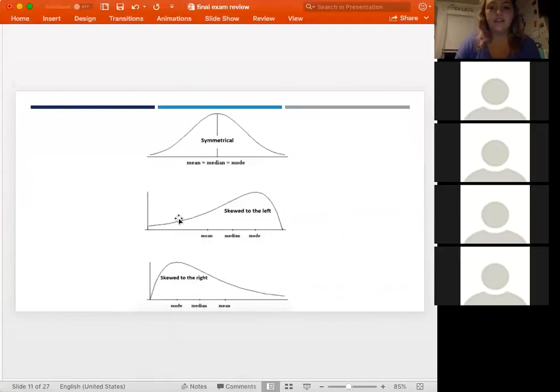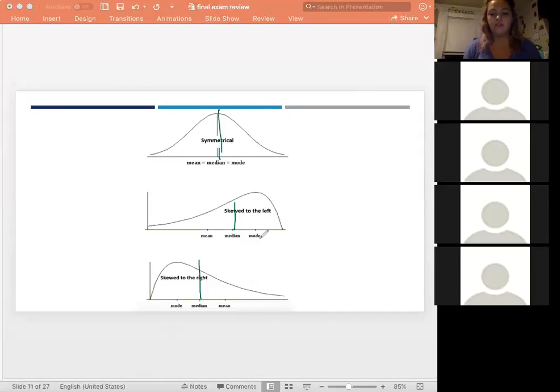So then, oh yeah, and this is just a reminder of the different shapes that we can have our data in: skewed to the left, skewed to the right, and symmetrical. And then what does that mean in terms of our mean, median, and mode? Our median's always going to be in the middle, no matter what.